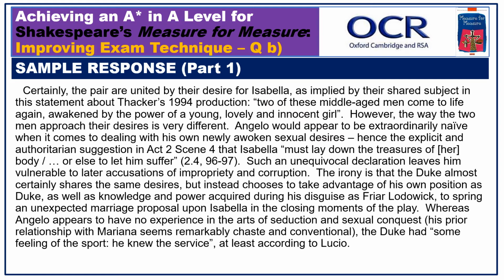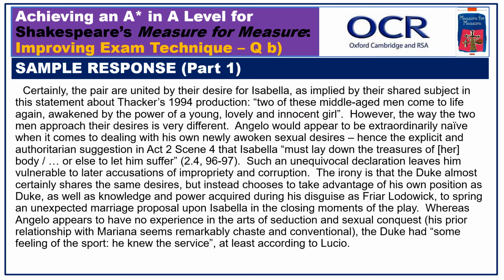Here's what I wrote within part of my response. Certainly the pair are united by their desire for Isabella, as implied by their shared subject in this statement about Thacker's 1994 production. "Two of these middle-aged men come to life again, awakened by the power of a young, lovely and innocent girl." However, the way the two men approach their desires is very different. Angelo would appear to be extraordinarily naive when it comes to dealing with his own newly awoken sexual desires, hence the explicit and authoritarian suggestion in Act 2, Scene 4 that Isabella must lay down the treasures of her body or else let him suffer.